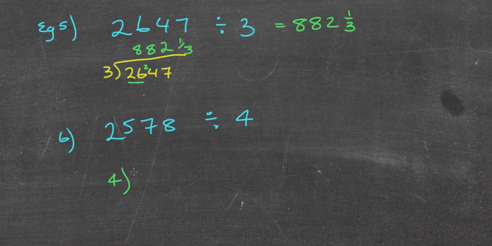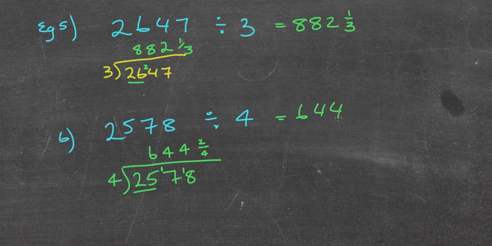Next one, 4 goes into 2 5 7 8. So 4 goes into 2 0 times, 4 goes into 25 6 times. 6 4s are 24, so 1 left over. 4 goes into 17, well, 4 times, because 4 4s are 16, which means there is 1 left over. 4 goes into 18, well, 4 4s are 16, which means there is 2 left over out of 4.